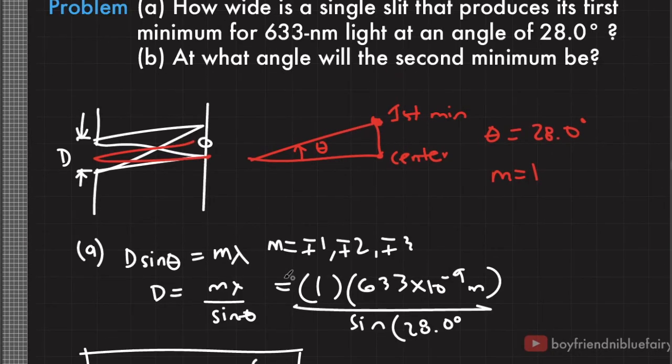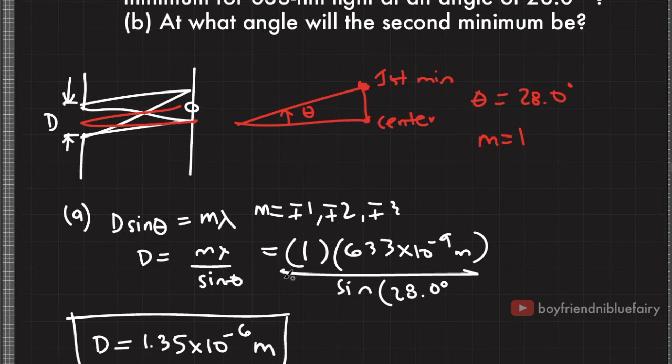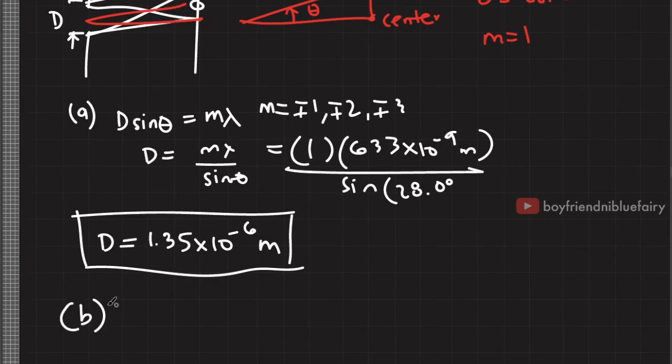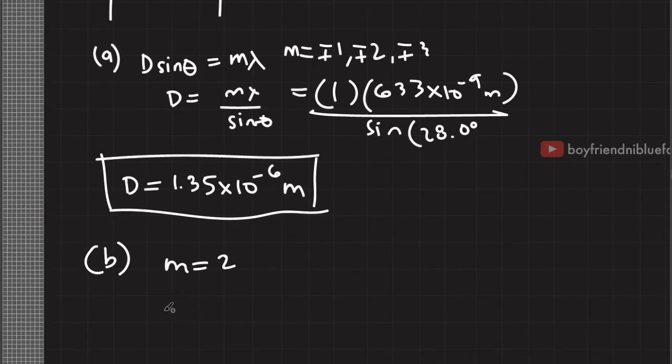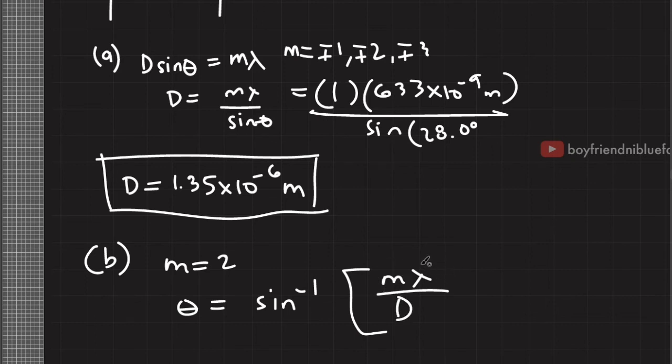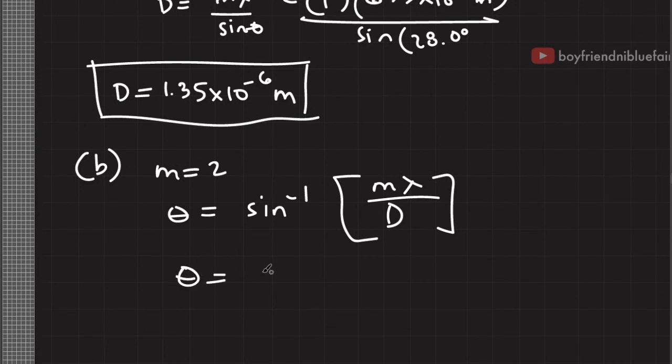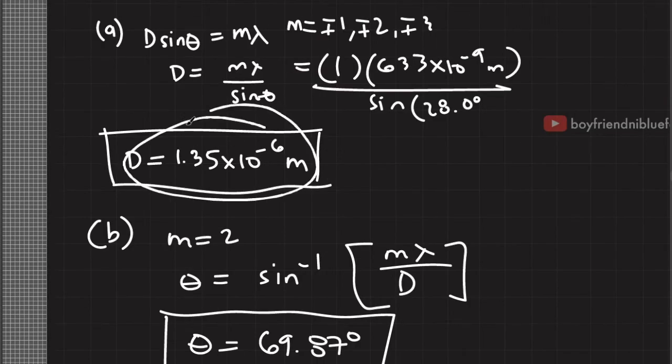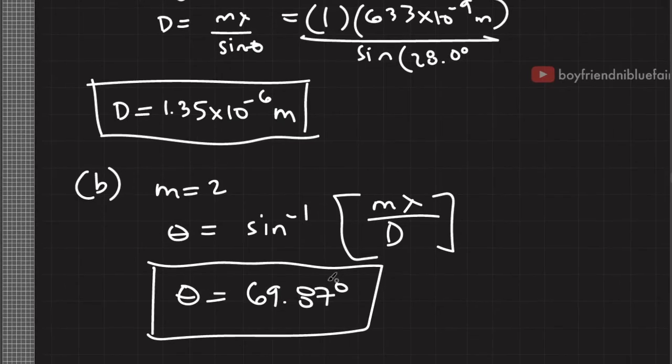Now for part B, at what angle will the second minimum be? For the second minimum, if we look at this equation, it refers to m equals 2. We already have a value for d. Here we have theta equals arc sine of m lambda over d. So m here is equal to 2, lambda is 633 nanometers, and d is 1.35 times 10 raised to negative 6 meters. Plugging in the values, we have theta equals 69.87 degrees. If you did not round off this value, then you'll have a different result here.